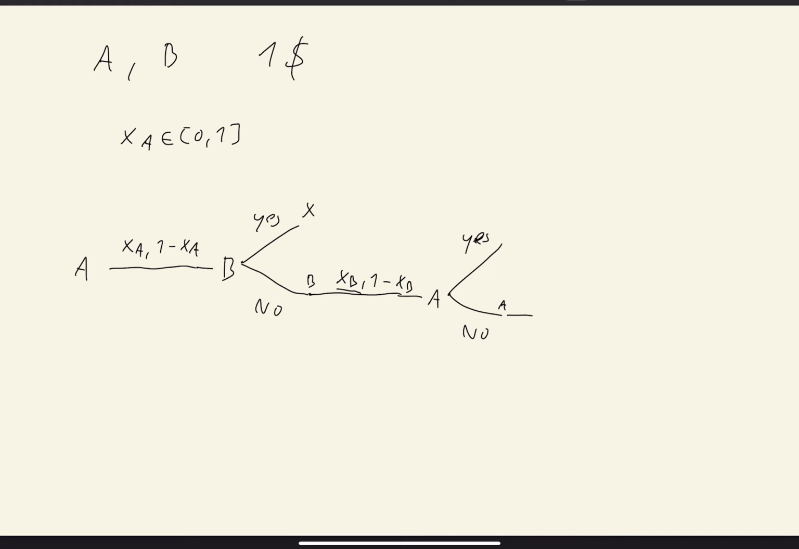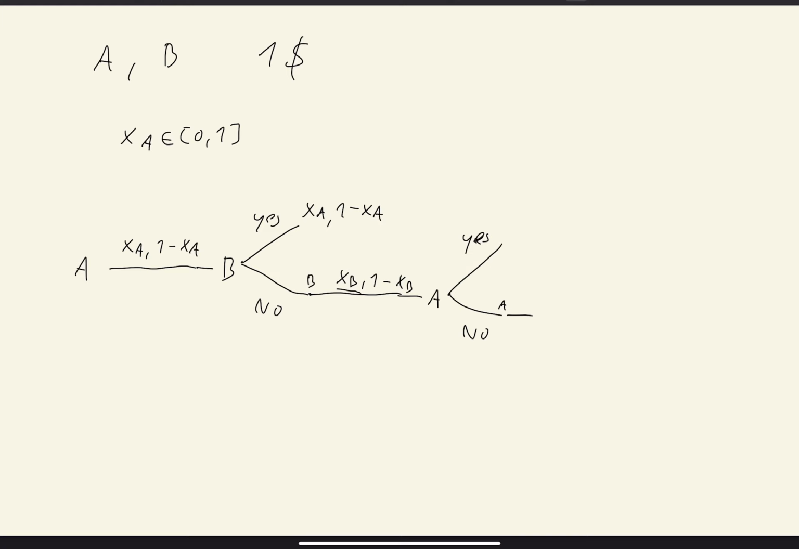Every time the game breaks down, the parties receive their outcomes, the surplus which is shared. If there were an immediate agreement in the first round where B would say yes, then A would get XA and B would get 1 minus XA.